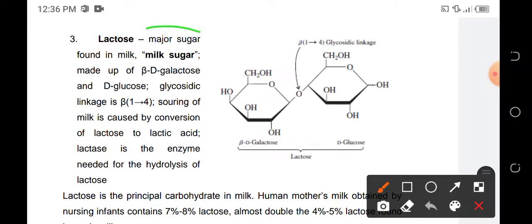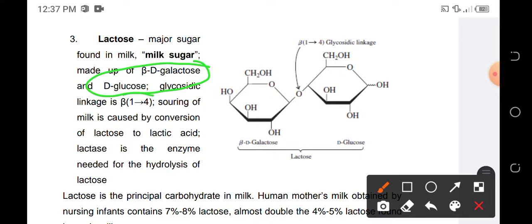So for the next one is lactose. Lactose is the major sugar that could be found in milk, hence it is known as the milk sugar. For this case, the monosaccharide needed is D-glucose pa rin, but ang kasama na niya ay si beta D-galactose. Remember, dun sa discussion natin ng monosaccharide, galactose is seldomly free in nature. So, hindi siya nakakapag-isa. So, kailangan niyang sumama with other substances.